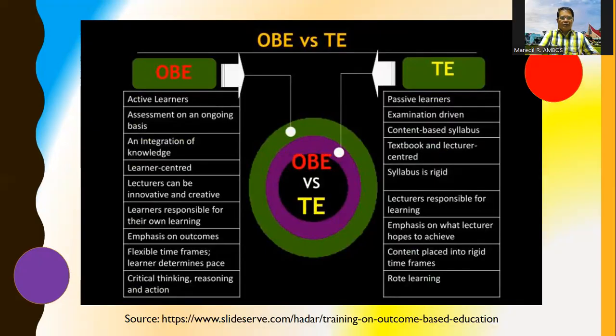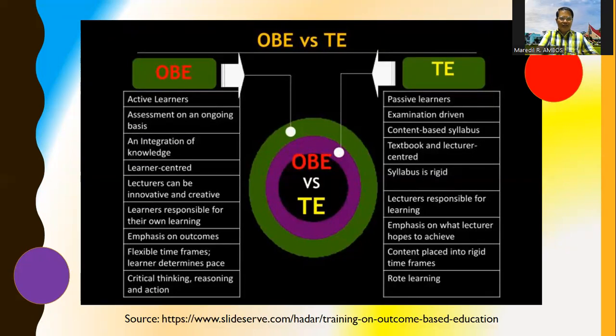We have the comparison of outcome-based education and traditional education. You can see on the screen the OBE and the TE. TE denotes traditional education. So let's start with the TE. In TE, the learners are passive and it's more examination driven. Whereas in OBE, learners are active, and assessment is an ongoing thing.